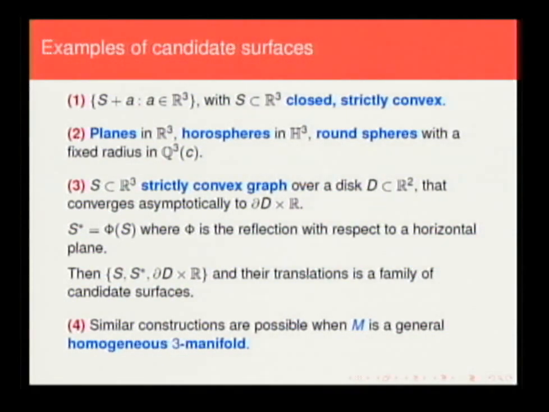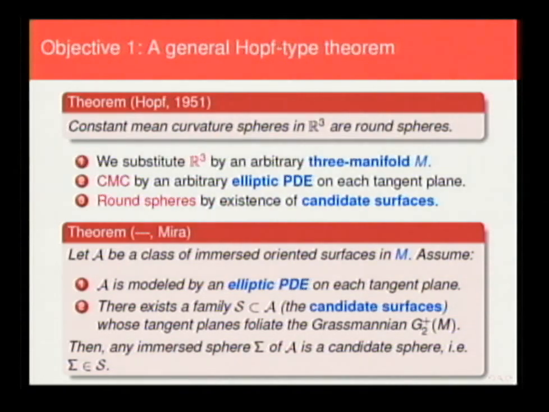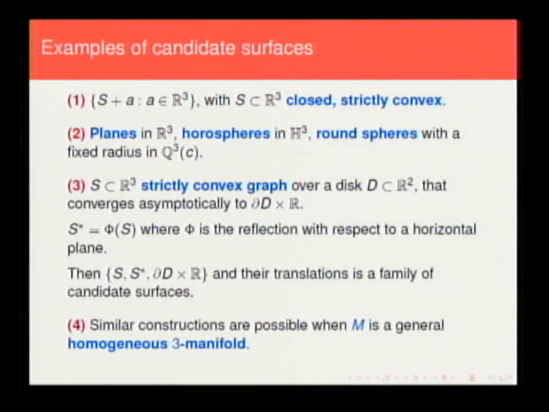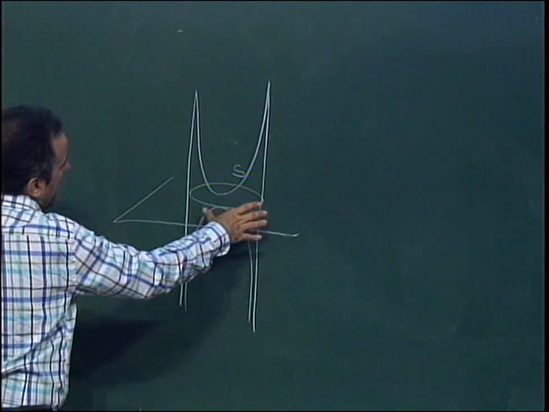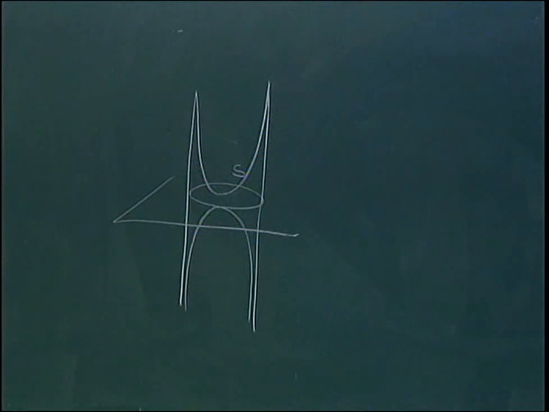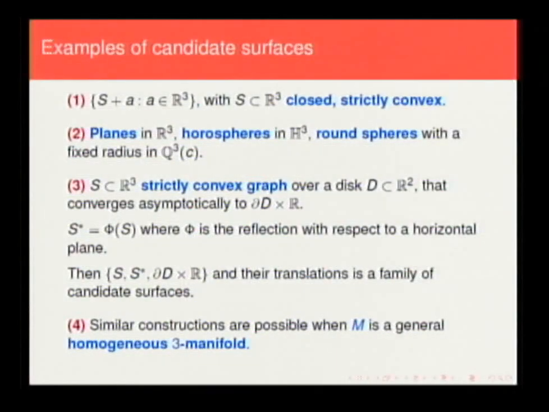Observe that in our theorem, we say that if we consider an immersed sphere in the class, the surface must be in the candidate surfaces. But observe that here the family of candidate surfaces has no spheres. So the previous result said that in this family there is no sphere. So it can be understood also as a non-existence result.